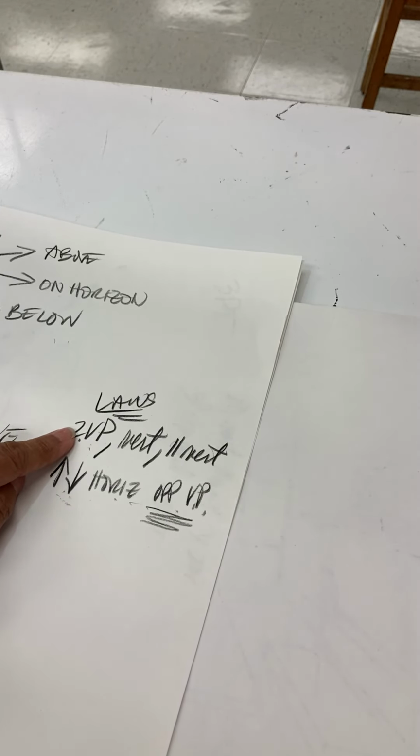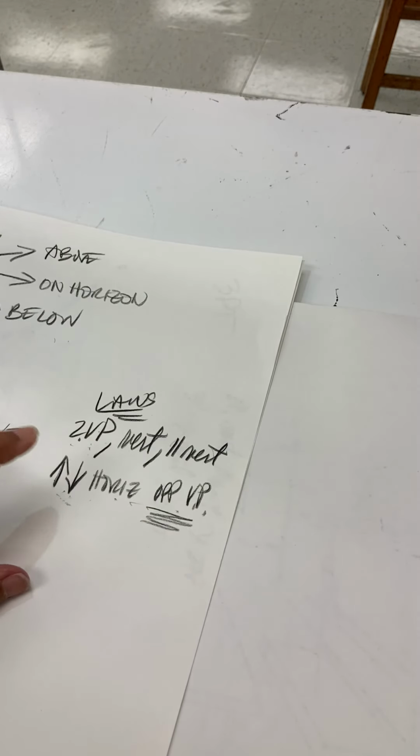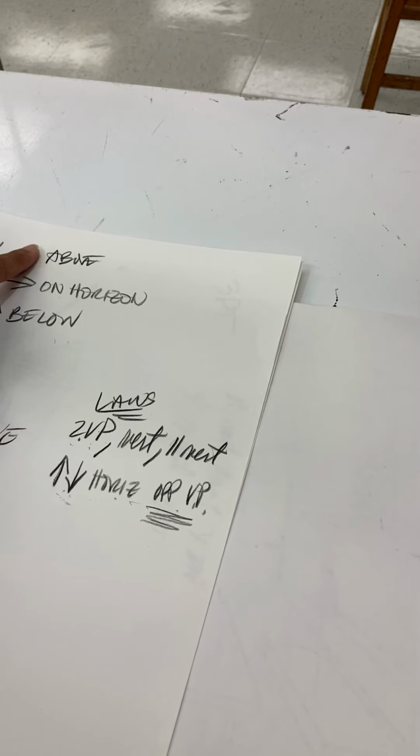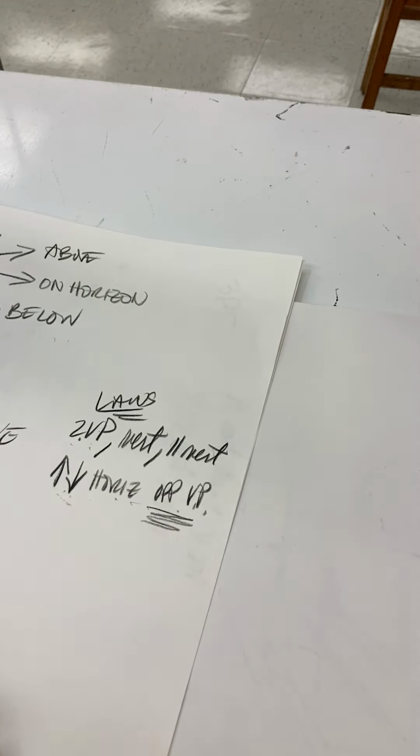Now, a law that you need to know with two-point perspective. You need two vanishing points. You need a vertical. You need a parallel vertical. And anytime you go above or below the horizon, you go to the opposite VP, which is basically the vanishing point.